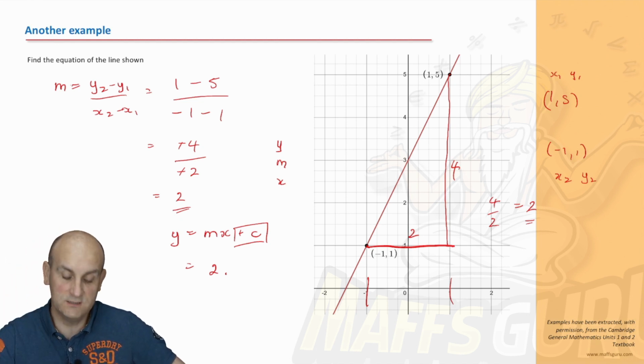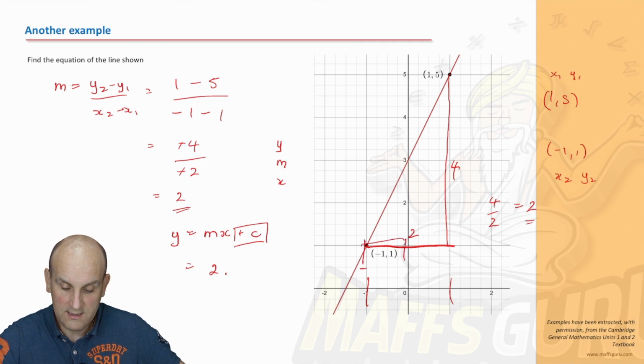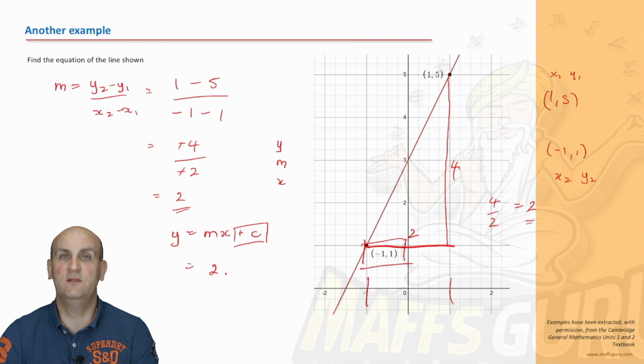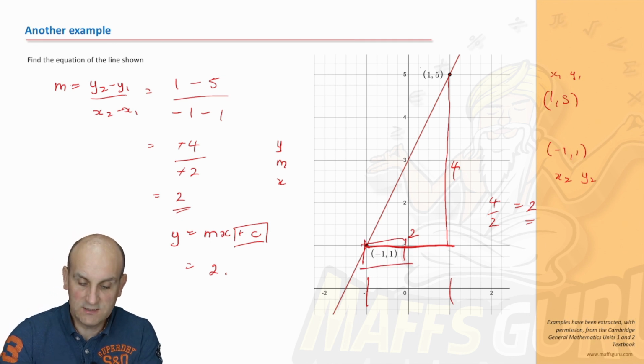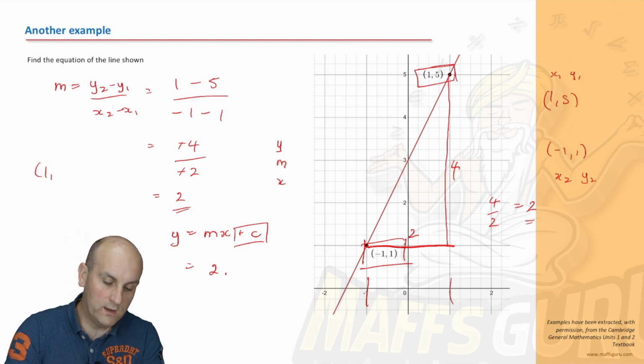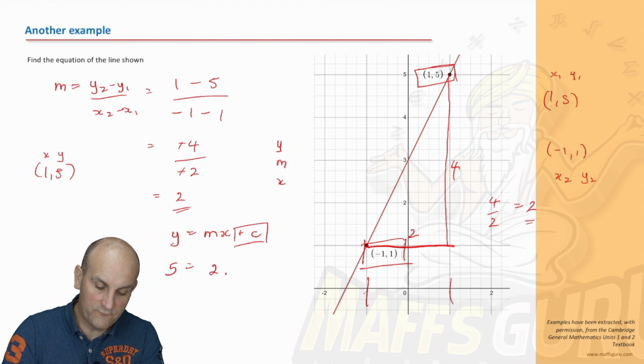Now, as far as I'm concerned, I would never in a billion years use a coordinate with a negative number. We already know that we don't like negative numbers. It confuses me. So actually, this situation, I'm going to use 1, 5. So let's write that down. 1, 5. There's my x value. There's my y value. So that's 5 is equal to 2 times 1 plus c. Well, 2 times 1 is 2.